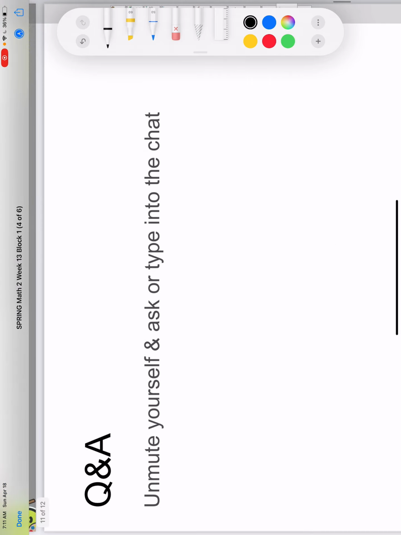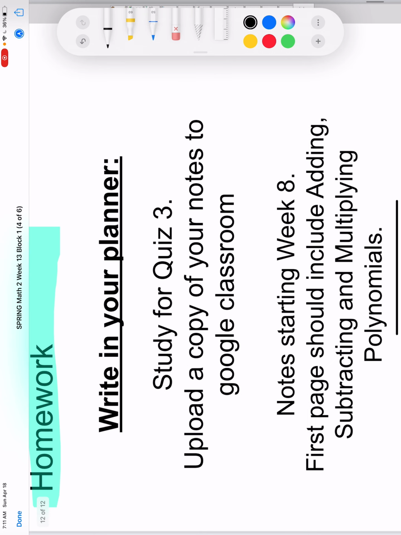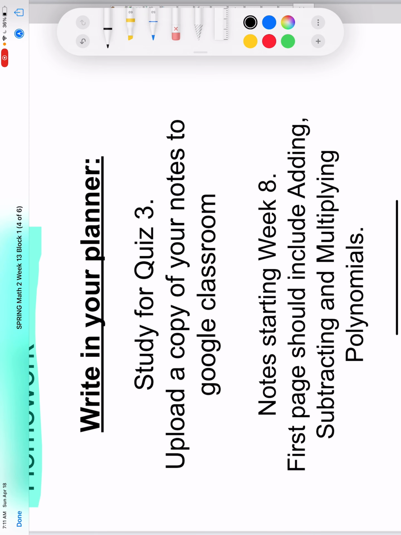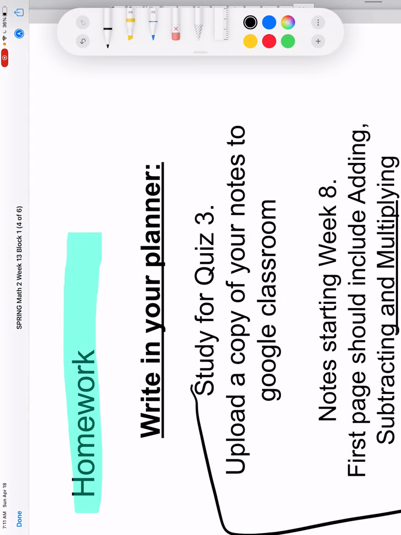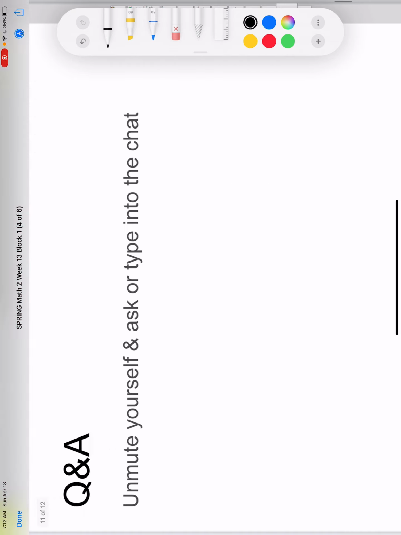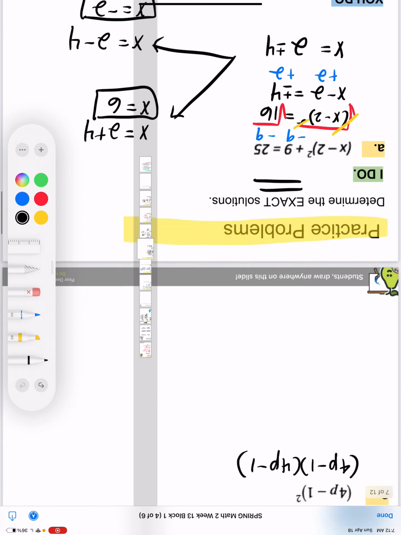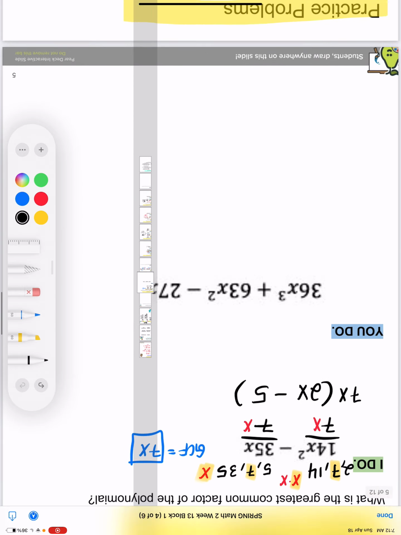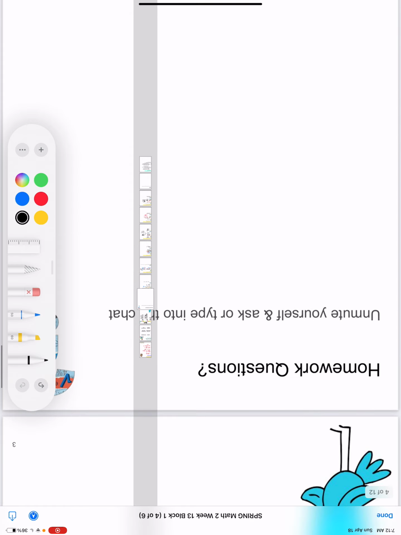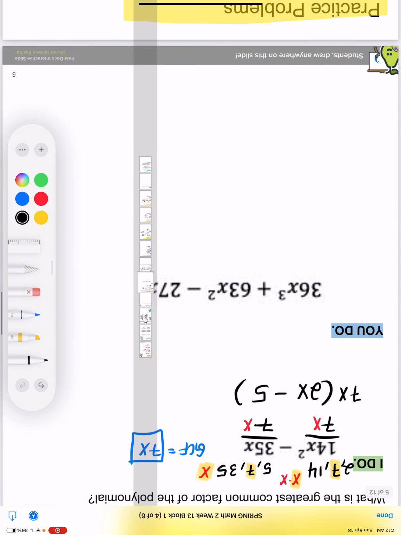After this, that's it. What you're going to do is upload a copy of all your notes, but on top of that, you're going to make sure you finished all these practice problems. So there's a total of 14 that we've done together. You're going to make sure all 14 are done, and then you're going to upload those to Google Classroom. Okay, so make sure you get that done.